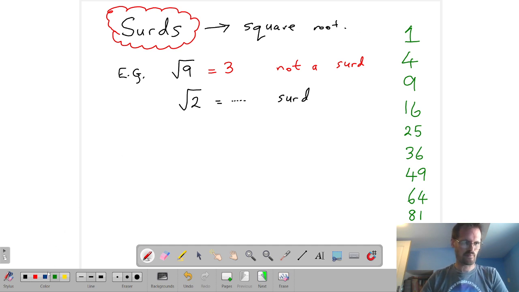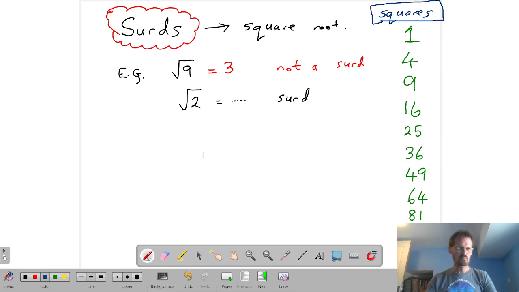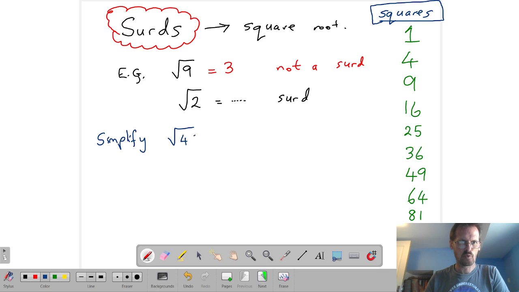Now these numbers, these are the square numbers, and you can easily square root them. Your square numbers, or the squares, are going to be really useful when it comes to simplifying surds, which is the first thing we need to do. Now, for example, if you want to simplify something like root 45, it's not in the list, so we can't just simplify it straight away, but what we can do is break it down into two numbers that times together to give you 45.